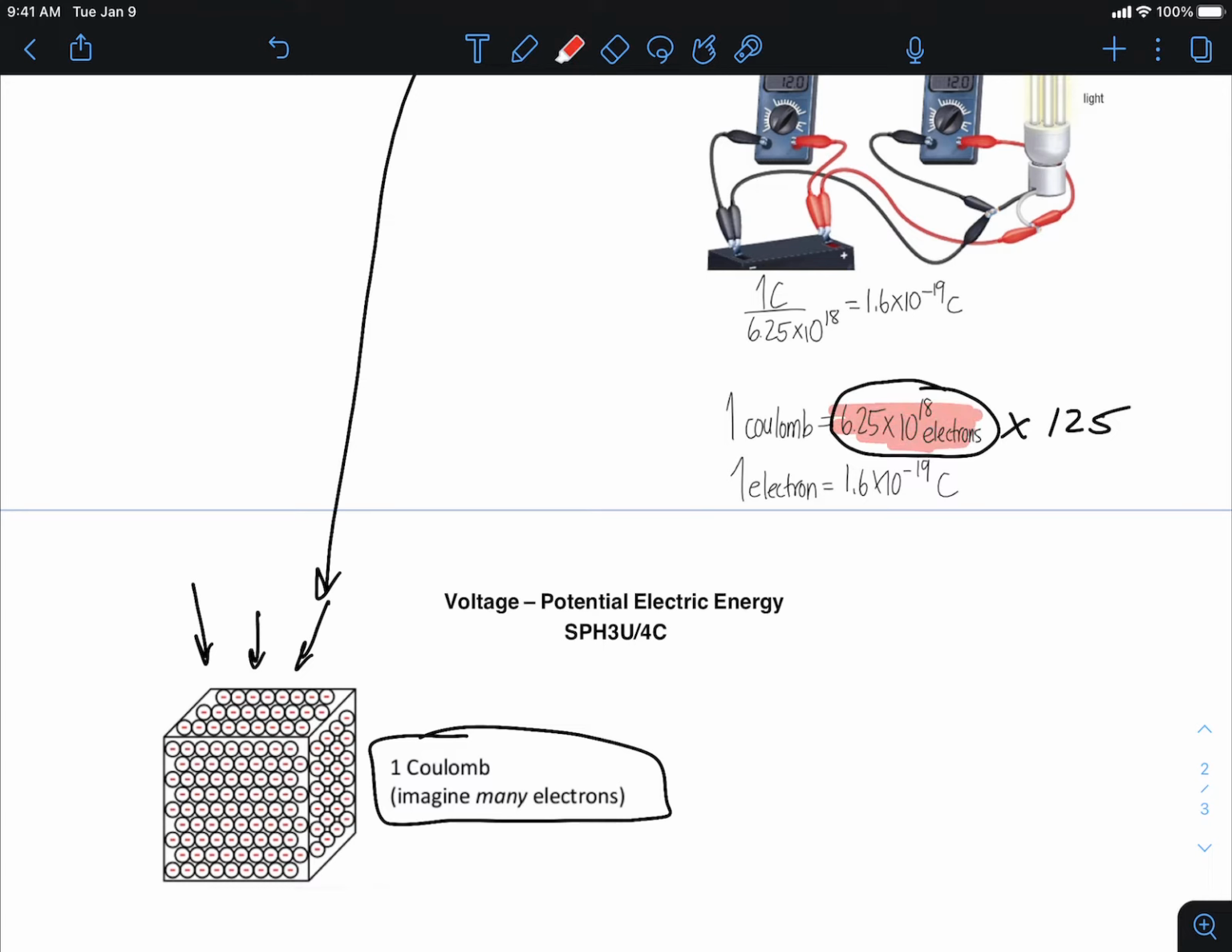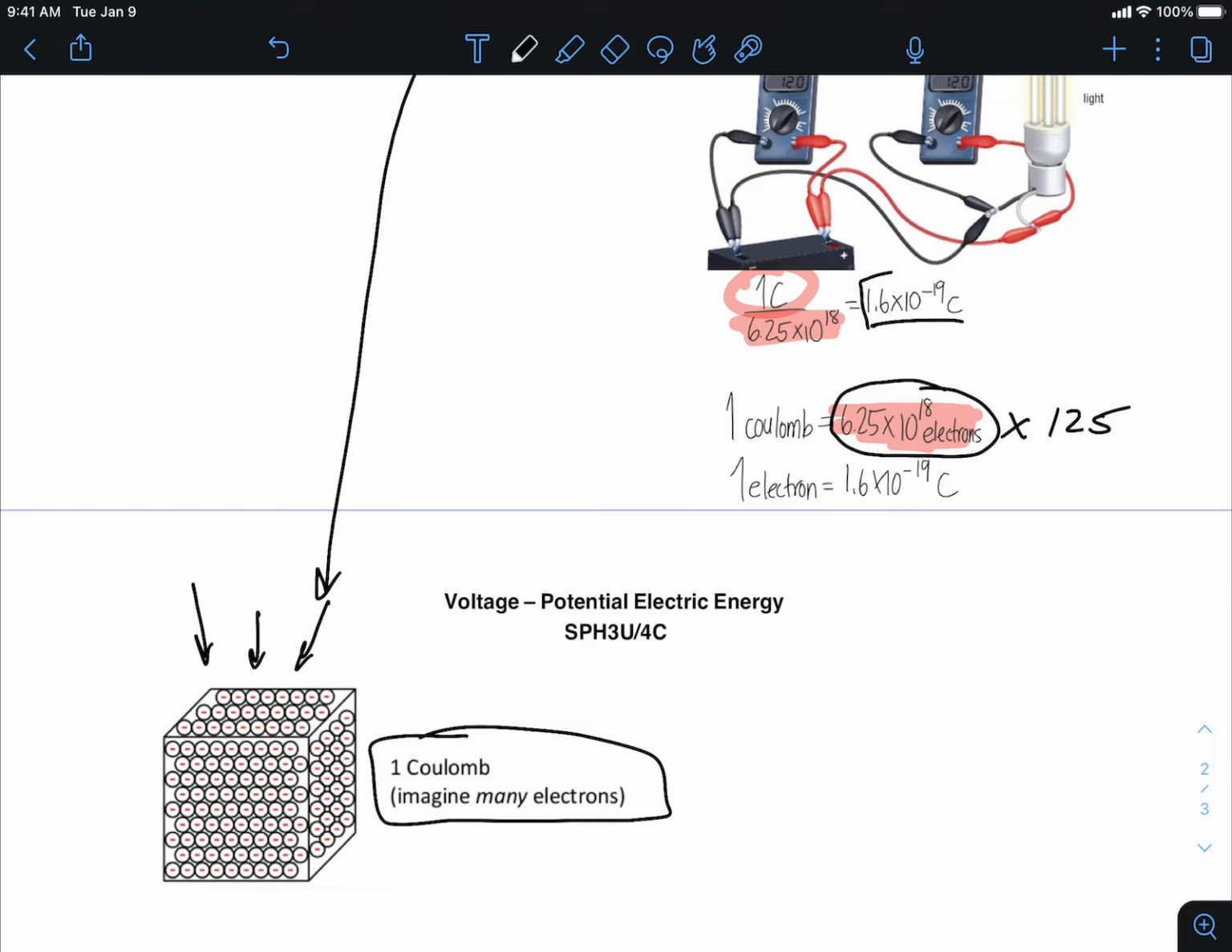625 times 10 to the 18. Well, 1 Coulomb of charge is our base unit, be like $1 or something like that, right? Or the price for the entire box. This is our price for the box, or 1 charge. If I were to divide by how many electrons are in there, it would tell me the cost, or how much charge each electron has.